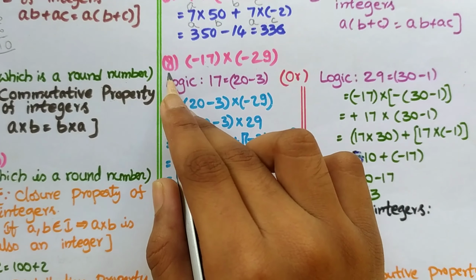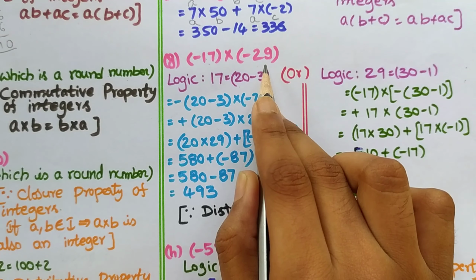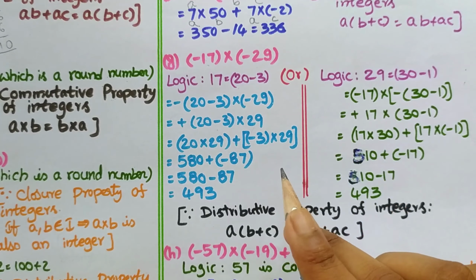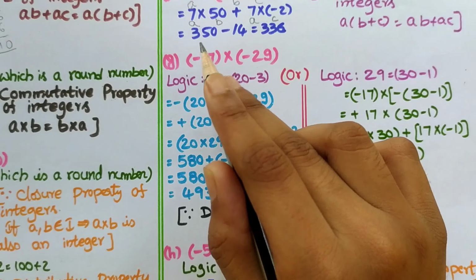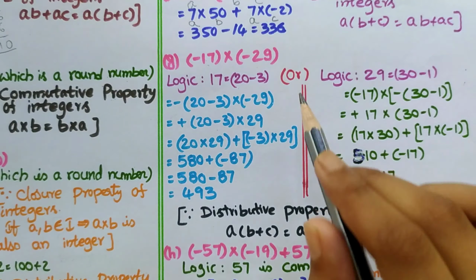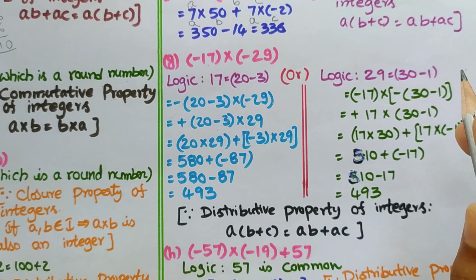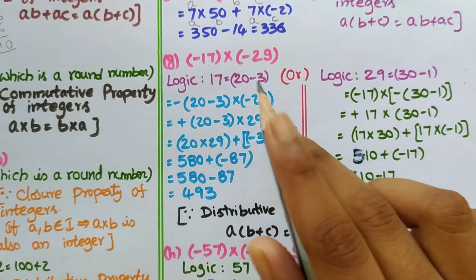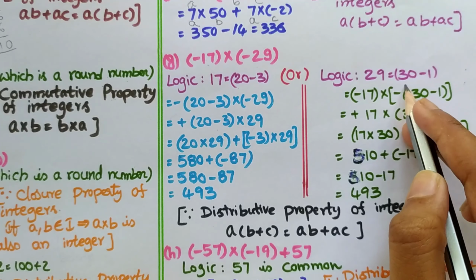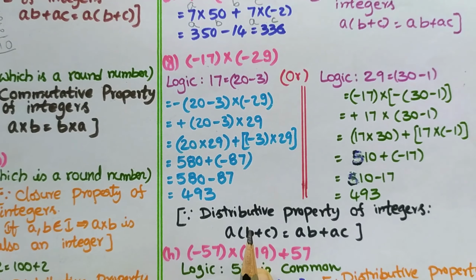Okay friends, now let's see the next problem: minus 17 into minus 29. Here there are two ways to solve this problem. We can take 17 as 20 minus 3, or we can take 29 as 30 minus 1. In 17, 20 is the base number, and in 29, 30 is the base number. So let us do the further simplification.